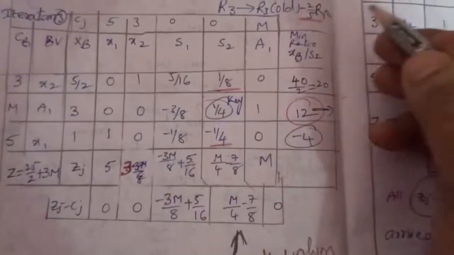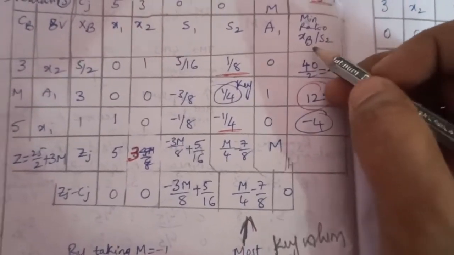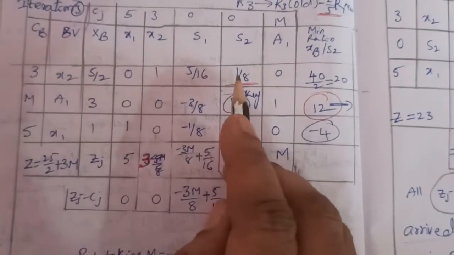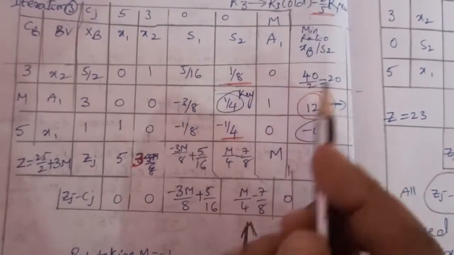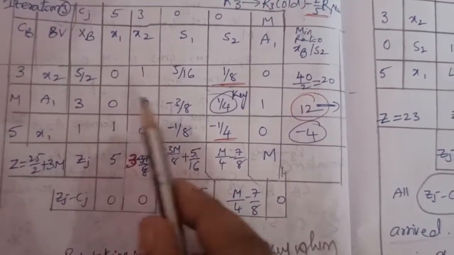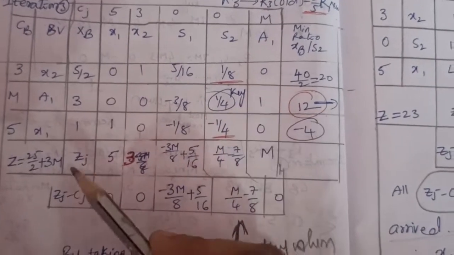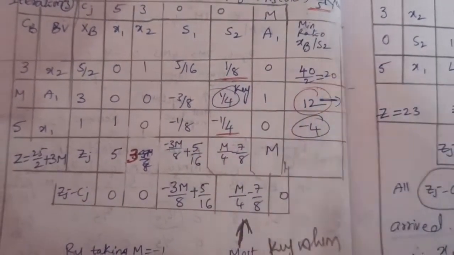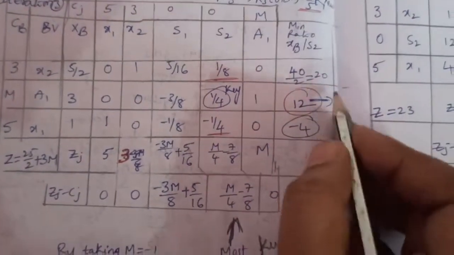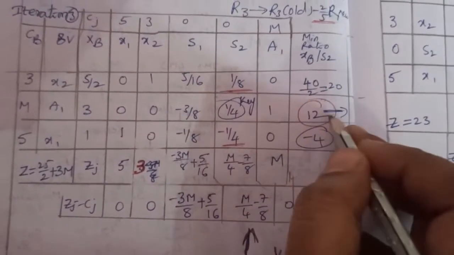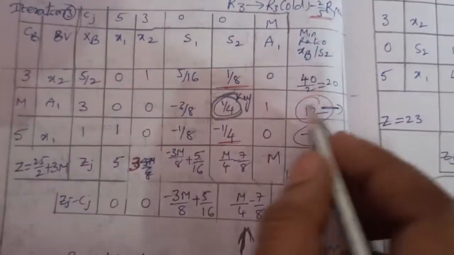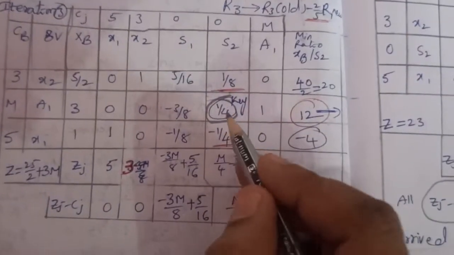And next we have to find the ratio xb divided by S2. So here we will get 5 by 2 divided by 1 by 8 is 20. And 3 divided by 1 by 4 is 12. And 1 divided by minus 1 by 4 is negative. Negative values we cannot consider. So then this is the minimum ratio value. So from that we will get the key is this, because this is the key row, this is the key column, this is the key element.